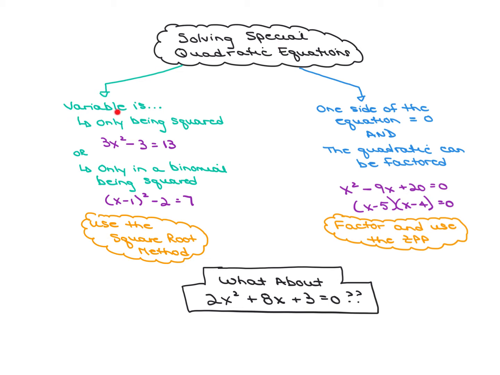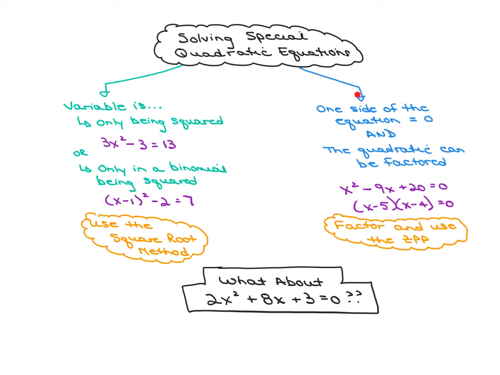First case is when the variable is only being squared. Notice x is not to the first power, x is only being squared. Or it's in a binomial, it's only in a binomial being squared. If this happens, then we can use the square root method, which is essentially isolating the variable or binomial being squared using inverse operations, and then taking the square root of both sides to undo the squaring. Easy. We love it when we can do that.